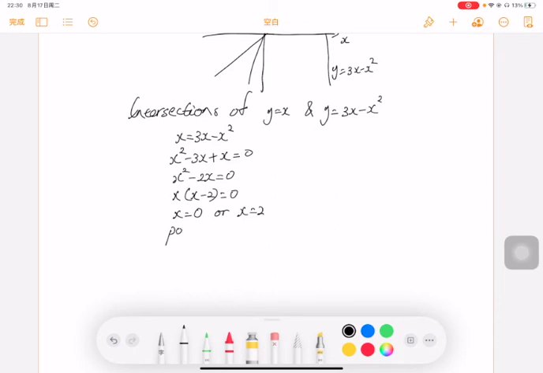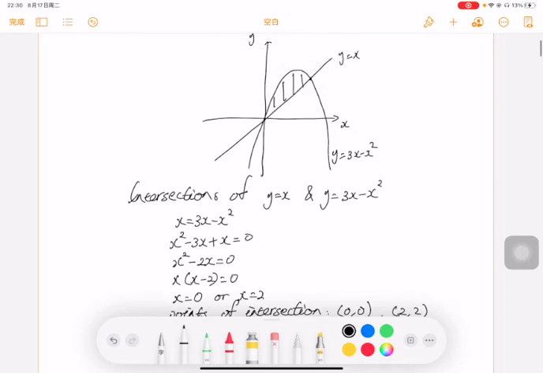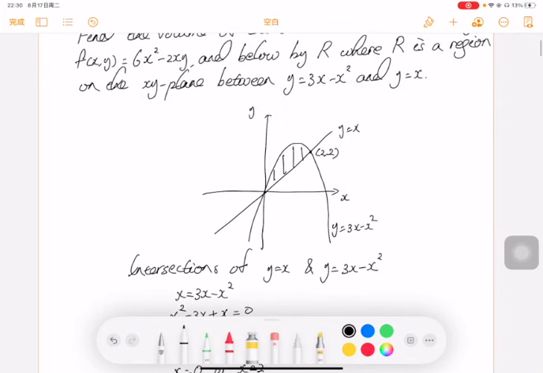And plugging these back into the equations of the curves, we get that the points of intersection are (0, 0) and (2, 2). (0, 0) is the origin, so of course it's this one, and (2, 2) is this point right here. So now we have the rightmost point. Let's come up with the double integral that describes the volume of the solid.